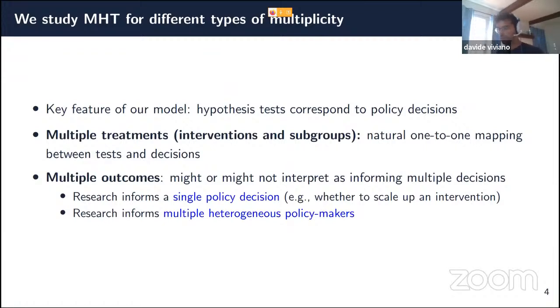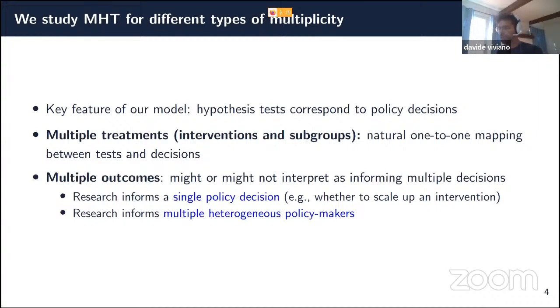Now, as I was mentioning before, a key feature of our model is that each hypothesis test corresponds to a given decision. So if you as a researcher recommend a given policy, then there exists a policymaker which will implement such a policy. Now, if we look at different natures of multiplicity, this connection between hypothesis test and policymaking can be different. So if we think in terms of multiple treatments, there is a natural one-to-one mapping between tests and decisions. That is, each recommendation for each given treatment has a natural mapping to a given implementation on a new population.